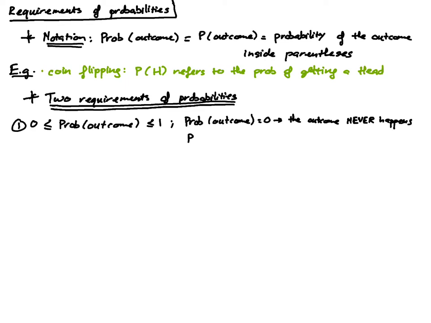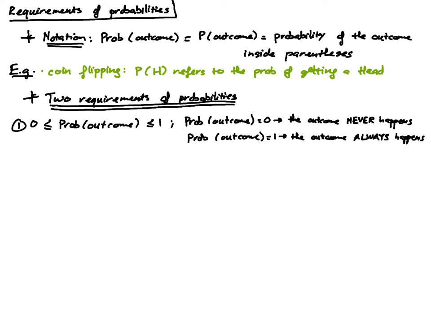And then if the probability of an outcome is equal to 1, then that means that the outcome always happens. Now these are uninteresting cases. Right? We are mostly concerned ourselves with outcomes and events whose probabilities fall strictly between 0 and 1.